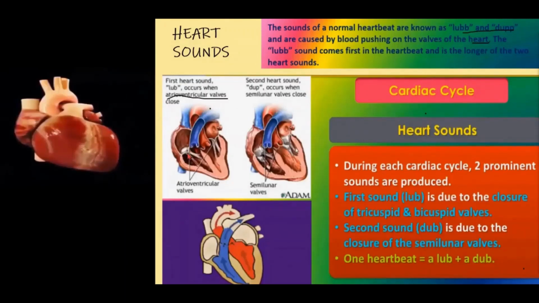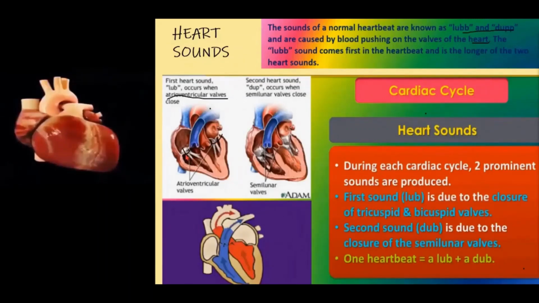See here, these are the atrioventricular valves. This one and this one. Atrioventricular valves means the tricuspid valve and the bicuspid valve. Tricuspid and bicuspid valves are known as atrioventricular valves.